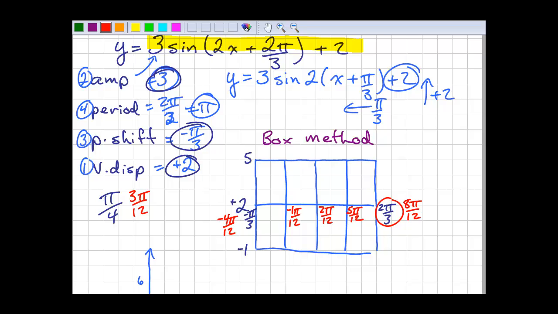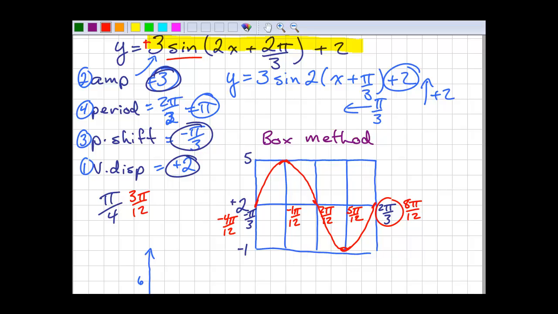Once we know that, then we can look at what kind of function we're drawing. So it's a sine function, and it's positive. So that means it's going to start at the middle and go towards the top as we go to the right, back down towards the middle, towards the bottom, and back up towards the middle. So I get something like that.